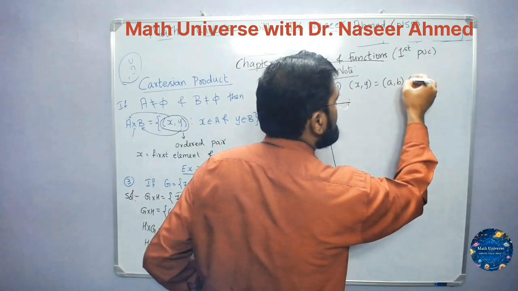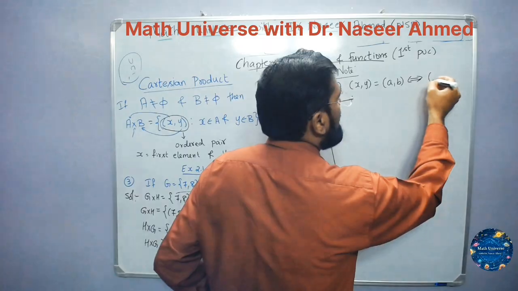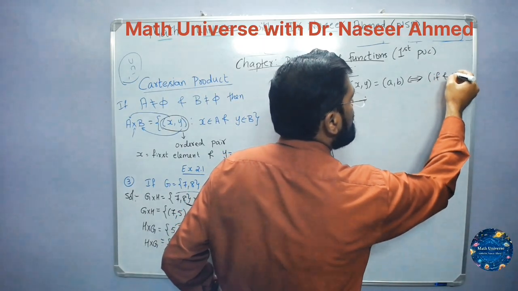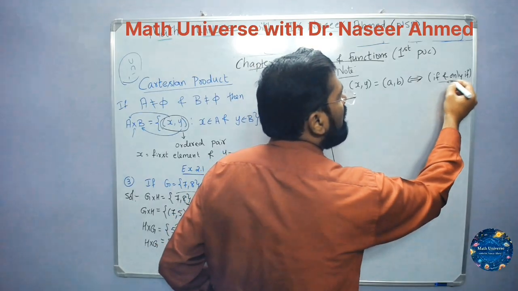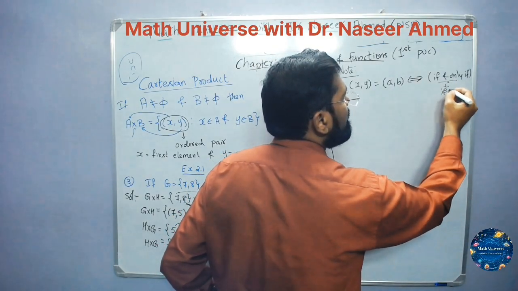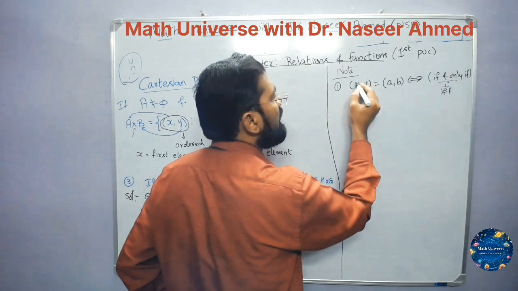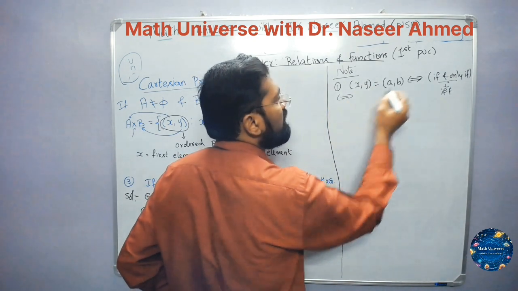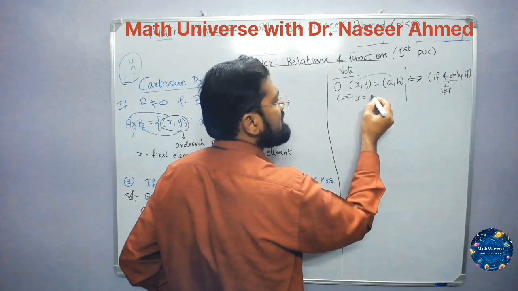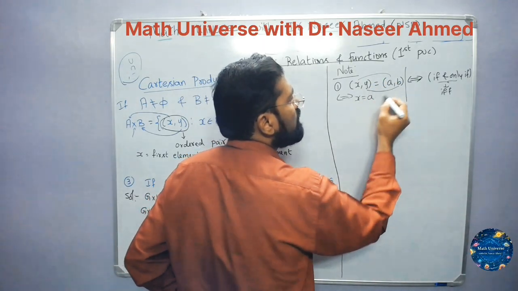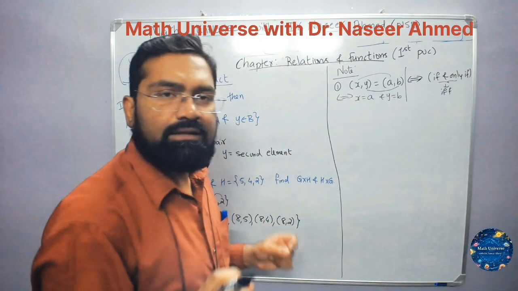This double implication stands for if and only if. Let us write in bracket, if and only if. And this in short form we write as IFF. So these ordered pairs are said to be equal if and only if the first element is equal to the first, nothing but x is equal to a, and the second element is equal to the second. Only then we say the two ordered pairs are equal.